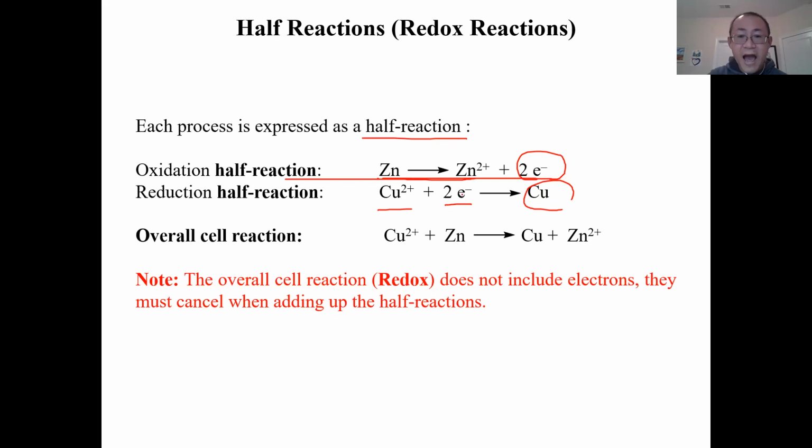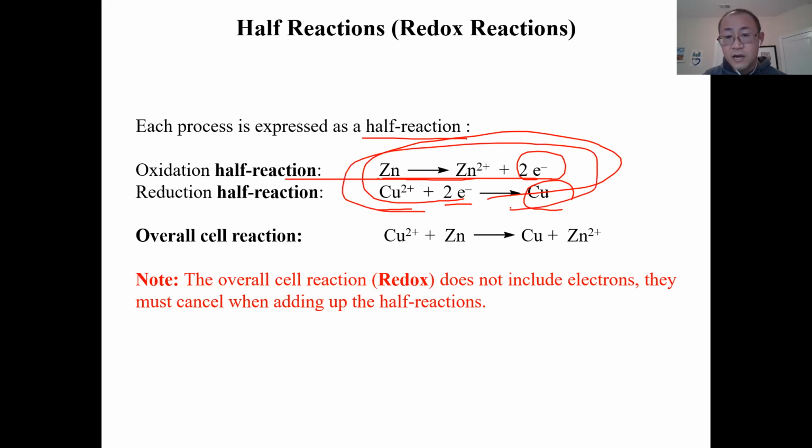Now, if you add the 2 reactions together, that means you add all the reactants together and all the products together for these 2 half reactions, and you will find out these 2 electrons will cancel each other because they're on both sides of the arrow. So you will end up with an overall reaction. That is, copper 2+ ion reacts with zinc metal to give copper metal and zinc 2+ ion.